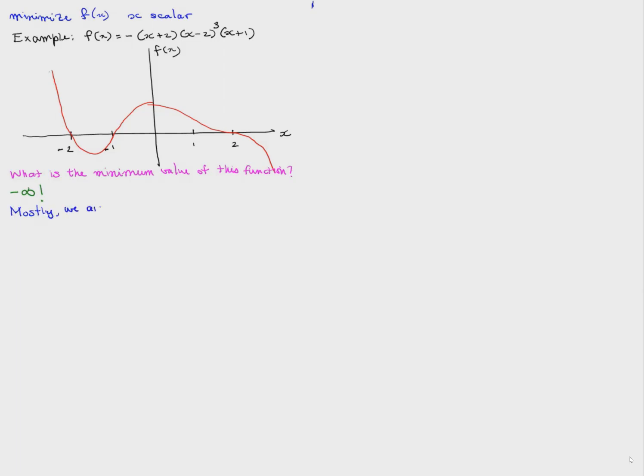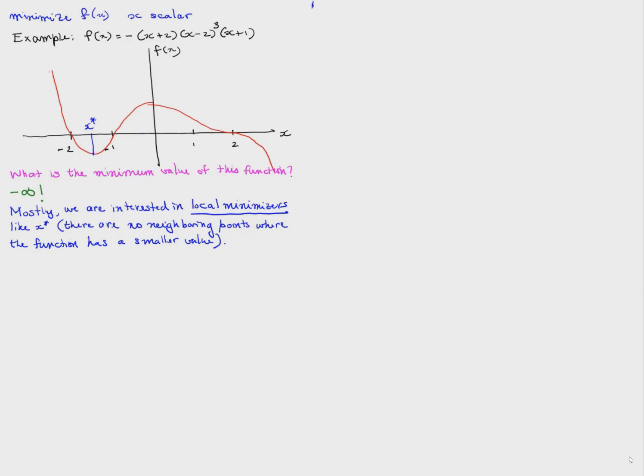But generally, we are interested in local minimizers, like this point x star. A local minimizer means that in the neighborhood of that point, there are no points where the function has a smaller value than at that point.